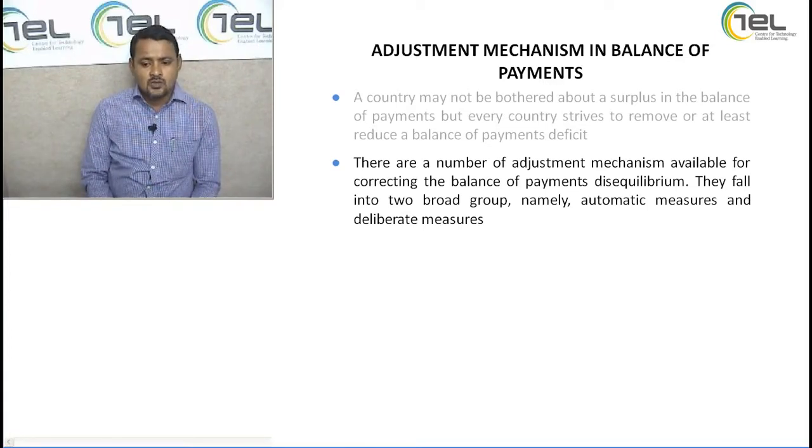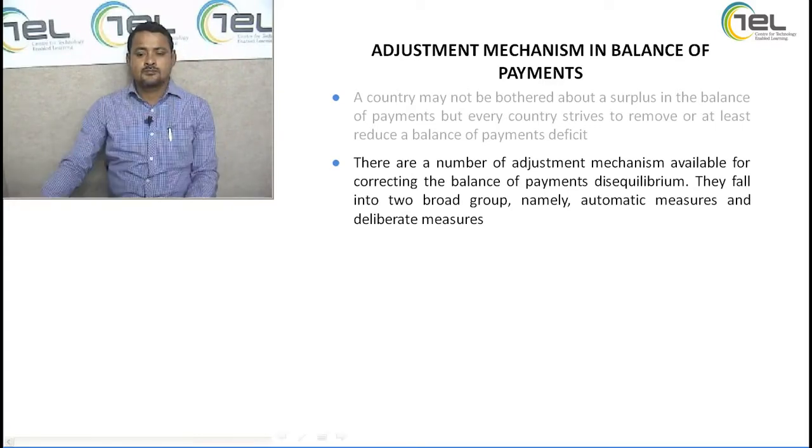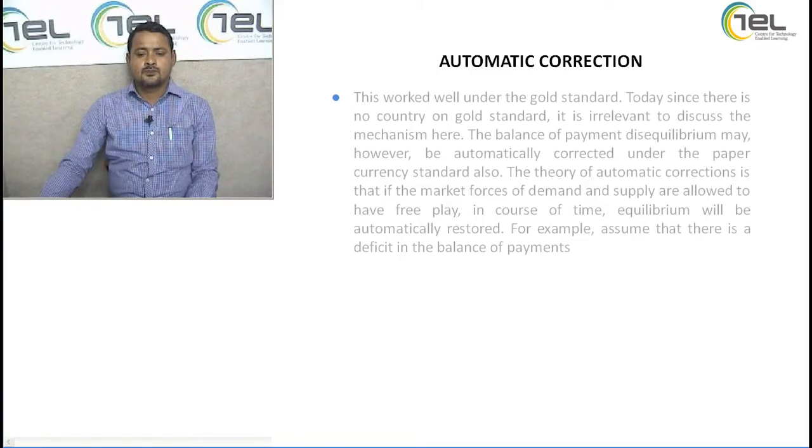But there are naturally a number of adjustment mechanisms available to correct the balance of payment disequilibrium in general. There are two general groups, automatic and deliberate. Automatic, it happens automatically, and the deliberate measures are those measures which should be taken expecting that they are going to correct the balance of payment situation more or less to a certain extent.